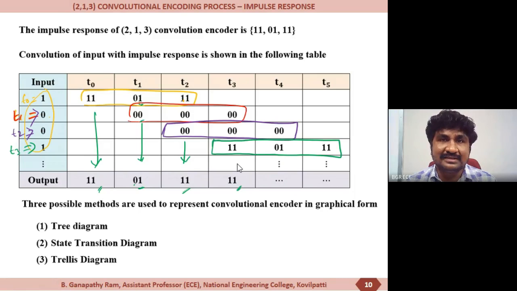Here we are just convolving the input sequence along with the impulse response of the encoder. We are calling this encoder a convolutional encoder. In the next session, we are going to discuss briefly the graphical representation of the convolutional encoding process in three different ways, such as tree diagram, state diagram, and trellis diagram.